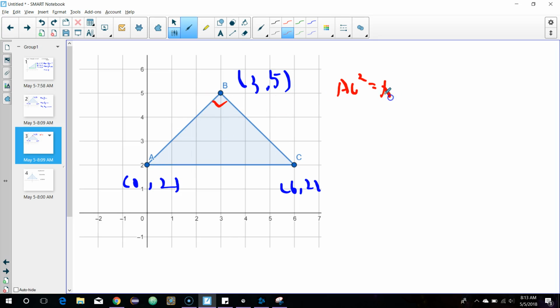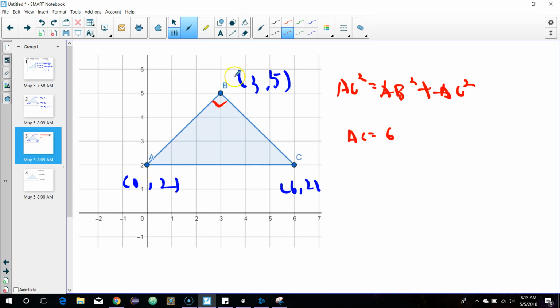So AB squared plus BC squared. Okay, now this method is going to be a little bit longer because you have to use the distance formula, or you have to count boxes. At least the horizontal line is not going to be too bad. The AC is 1, 2, 3, 4, 5, 6. So AC is just going to be 6 units. So 1, 2, 3, 4, 5, 6.